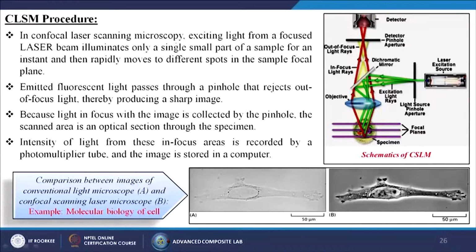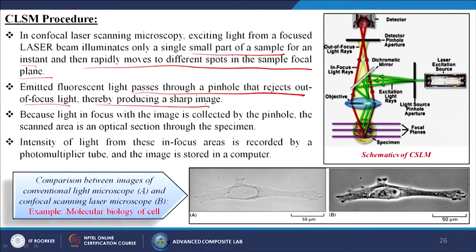Then how are we actually performing this test? In confocal laser scanning microscopy, exciting light from a focused laser beam illuminates only a single small part of a sample for an instant and then rapidly moves to different spots in the sample focal plane. Emitted fluorescent light passes through a pinhole that rejects out of focus light, thereby producing a sharp image.